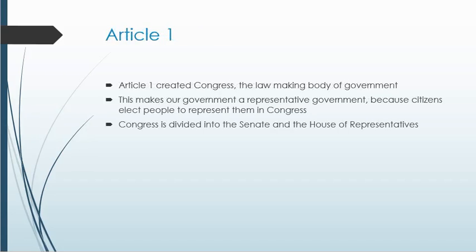The Constitution is divided into 7 articles, so let's go over what each article means. Article 1 is the establishment of the lawmaking body of our government, Congress. Now, Congress is divided into the Senate and the House of Representatives. Congress is really what makes our government a representative government, because we as citizens are electing the people to go to Congress and represent us when they're making their laws.